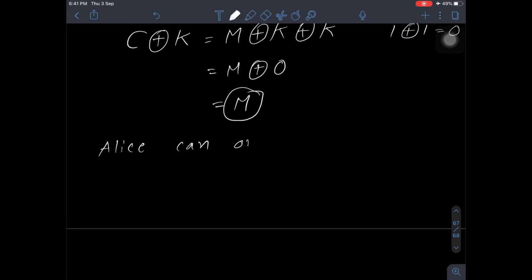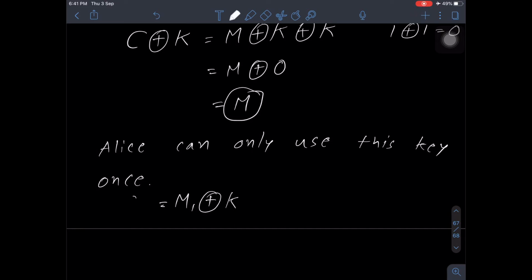Alice can only use this key once. Why? Because let's say that Alice wants to send a message M1, and what she does is that she uses an encrypted version and sends C1, and there is an eavesdropper who can read C1. Similarly, there is another message C2 which is nothing but M2 plus K, because she's using the same encryption key.